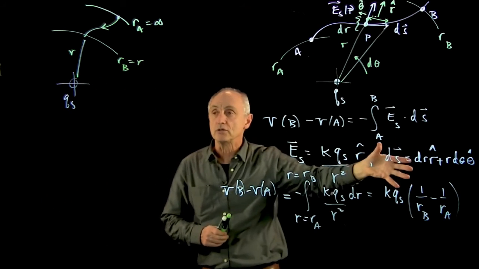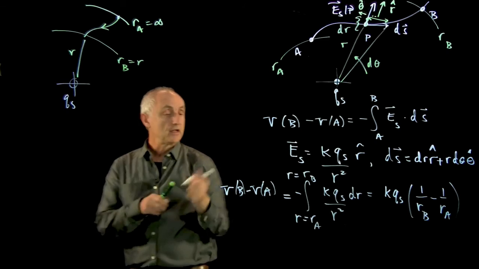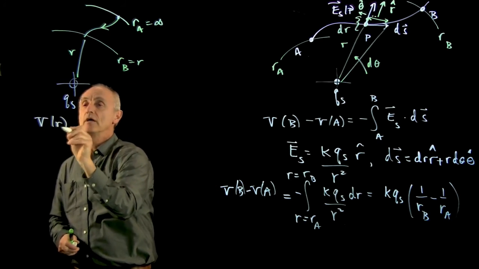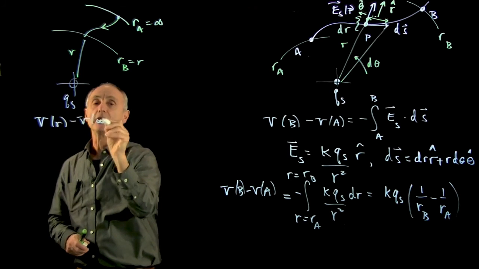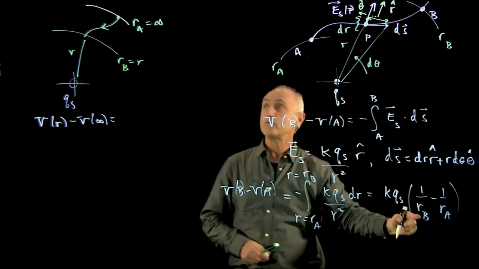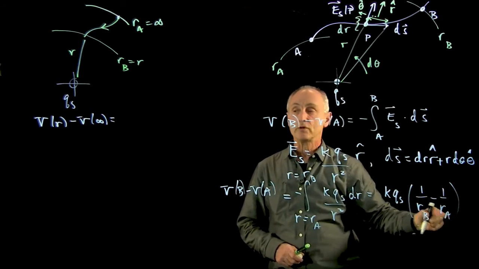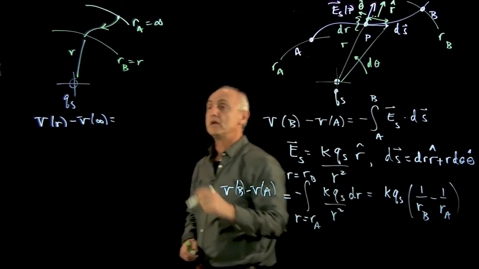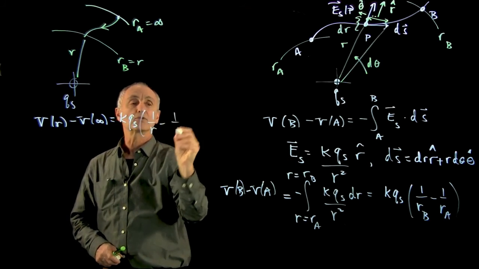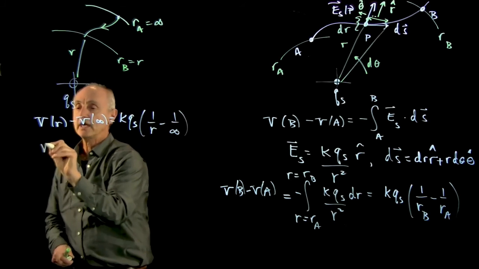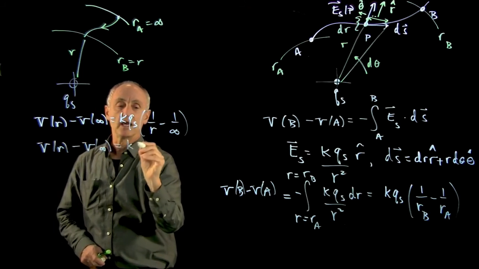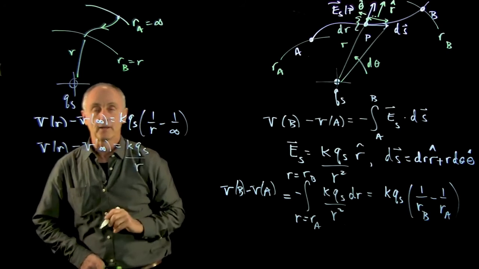Well, we've done the calculation. We don't have to do it again. And so we see that our result is that the potential difference, V of r minus V of infinity, is equal to KQS times 1 over r minus 1 over infinity. And 1 over infinity is 0. And so we get that V of r minus V of infinity is equal to KQS over r.